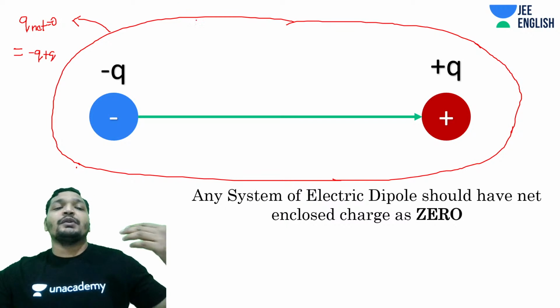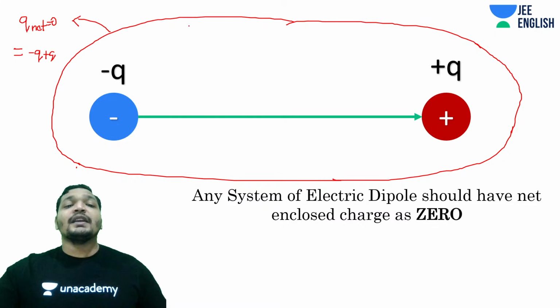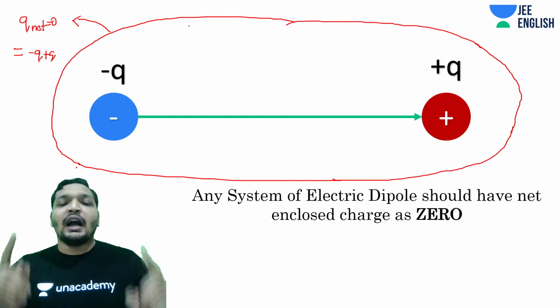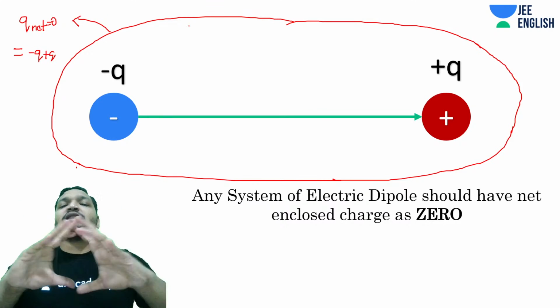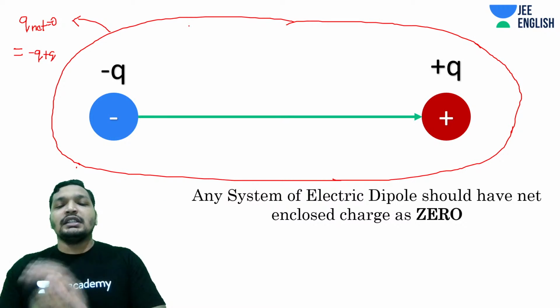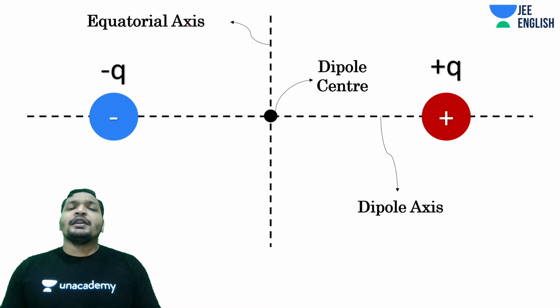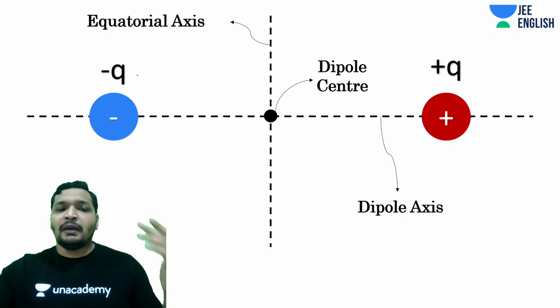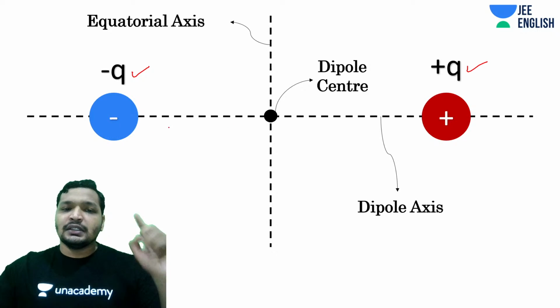So first of all, if there is a question whether a dipole exists, a dipole will only exist if there is a small separation between unlike charges, and the charges enclosed in that system should have a net charge of 0. Very important point. When we are talking about an electric dipole, typically these two charges, as you can see, a minus q charge over here and a plus q charge over here, are separated by a small distance. Always do remember this is a small distance.